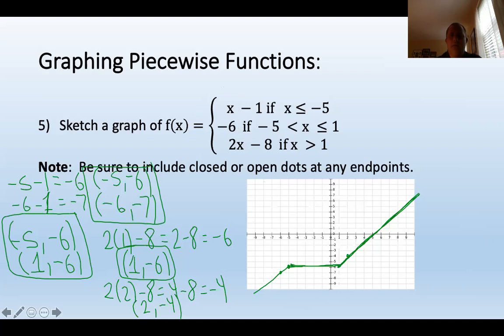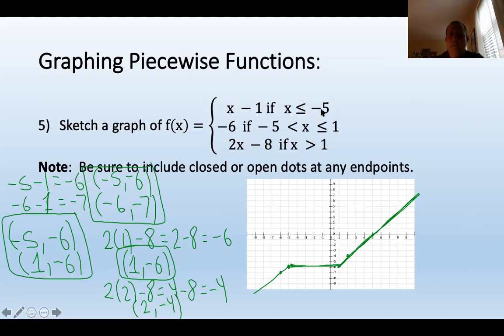What you do is graph each function as a line, but only graph it in the range of x values that's given. So x minus 1 is a line. We're going to graph x minus 1, but only graph that line when the x values are less than or equal to -5. To graph that, get 2 ordered pairs on that line.